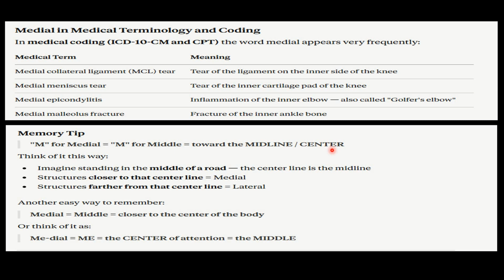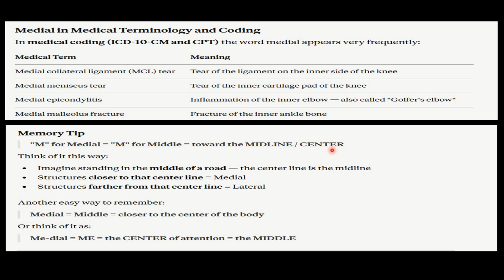The simplest way to imagine this is to picture standing in the middle of the road. The center line is the actual midline. Similarly, a structure closer to the center line is medial. A structure farther from that center line is lateral. This is how you will identify whether any structure or body part is medial, or farther away, that means lateral.